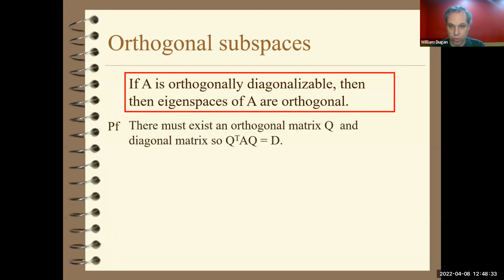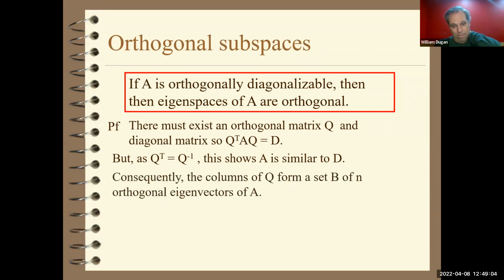Suppose that the matrix is orthogonally diagonalizable. That means it's diagonalizable. So there's a matrix Q of eigenvectors, of which there are n that are linearly independent. But if it's orthogonally diagonalizable, then those eigenvectors are also orthogonal to each other. That means then that Q transpose has to equal Q inverse. And it also shows automatically that A is similar to D. Consequently, as I was saying before, the columns of Q have to be orthogonal eigenvectors.